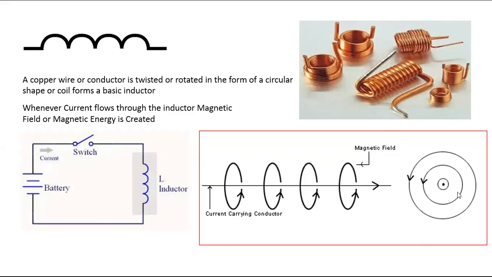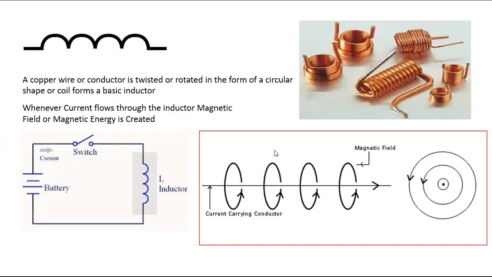So you can also draw the conductor by a simple dot. And when current flows through the conductor, magnetic energy is created. So we can say magnetic energy is shown by the circular lines. So once again, I'm starting from the basics.